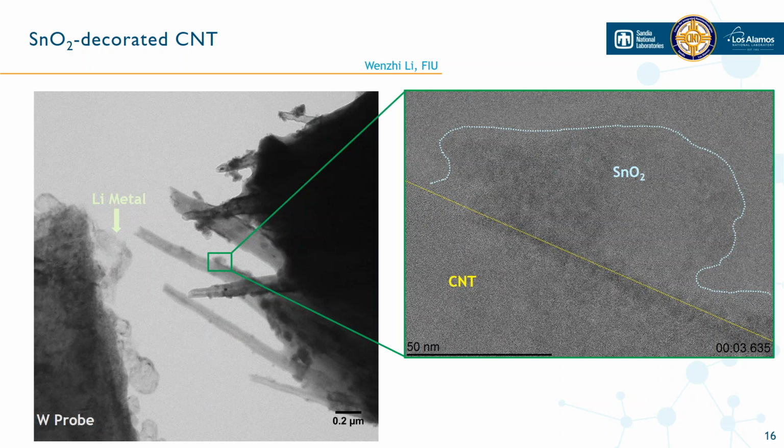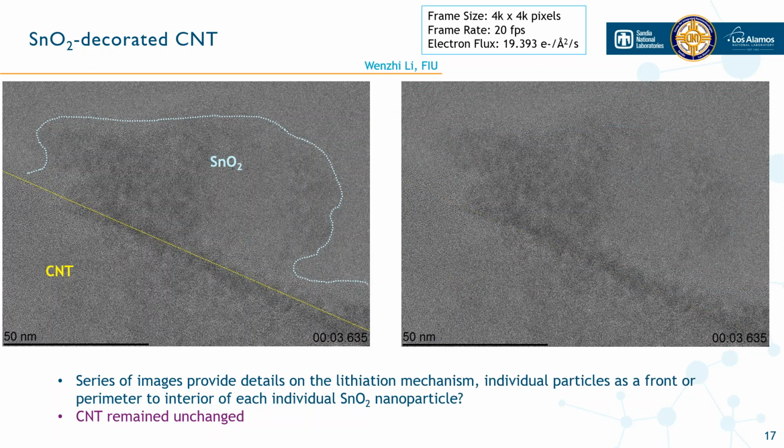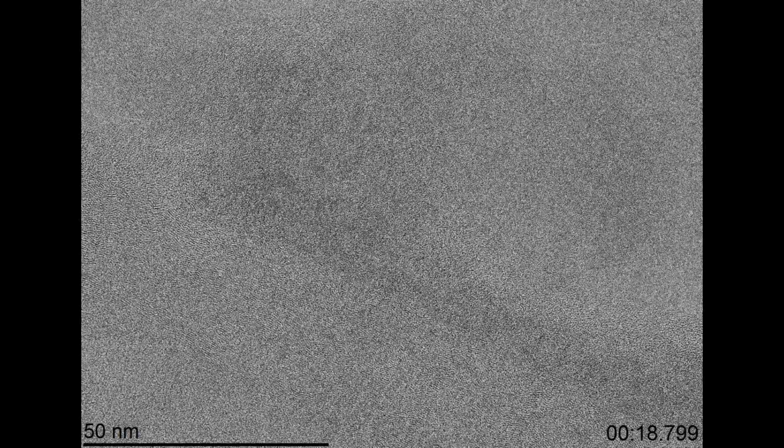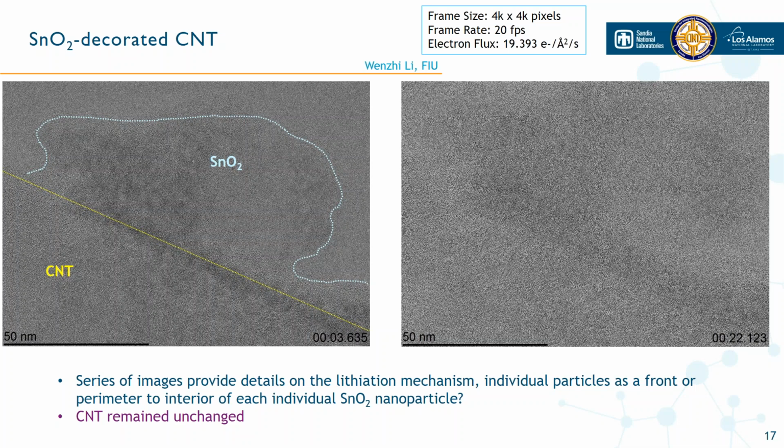Here's the setup. On the left again is a tungsten probe with lithium metal on top, going to contact one of these tin dioxide coated carbon nanotubes. On the right you're seeing a line in yellow of where the end of the carbon nanotube is, and then that aggregate on top. In the next slide I'll show you the video of this process. And hopefully your monitor will show that there is a lot of lattice information, especially in the carbon nanotube.